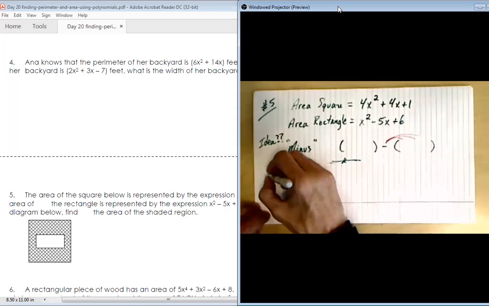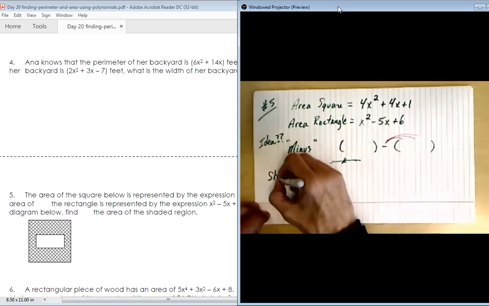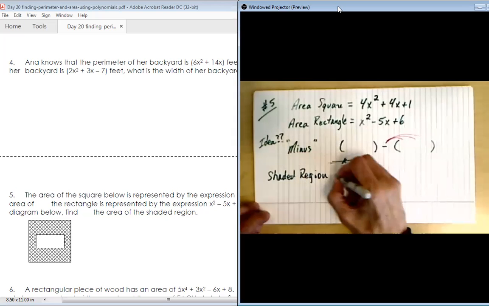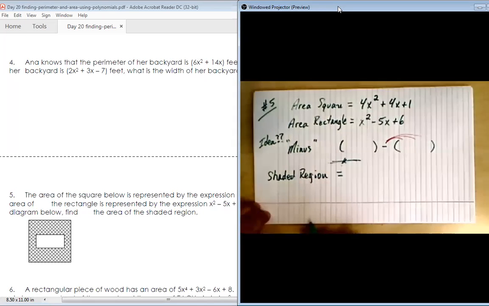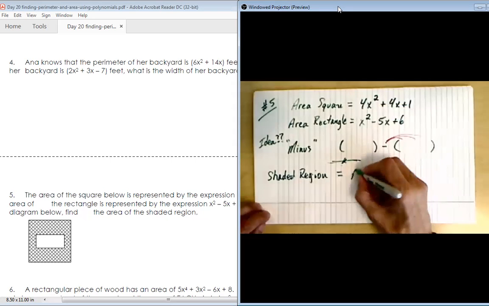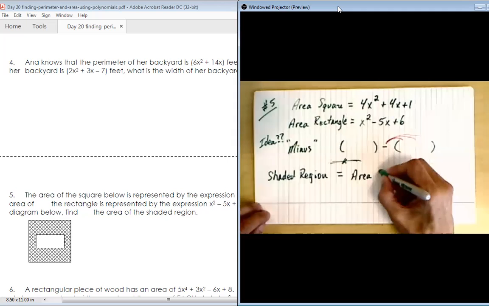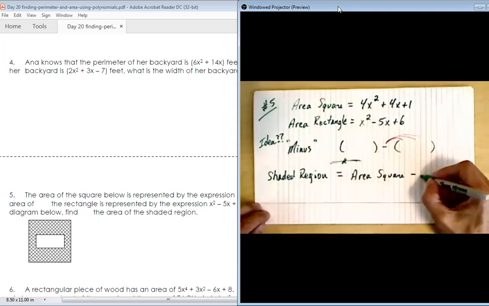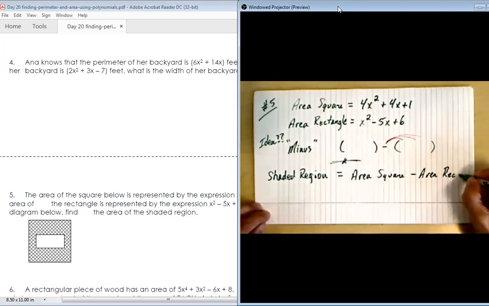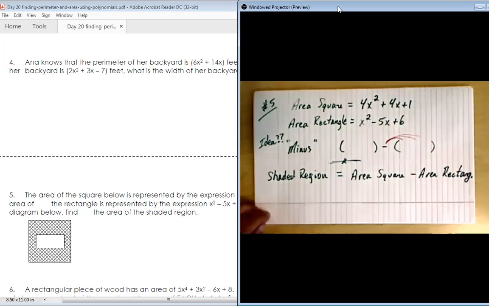Shaded region, is that what they say? Okay. Shaded region is, and then using what Parsa said, area of the square minus area, I'm just going to say RET. Well, I'll say rectang. That's all I can fit in there.